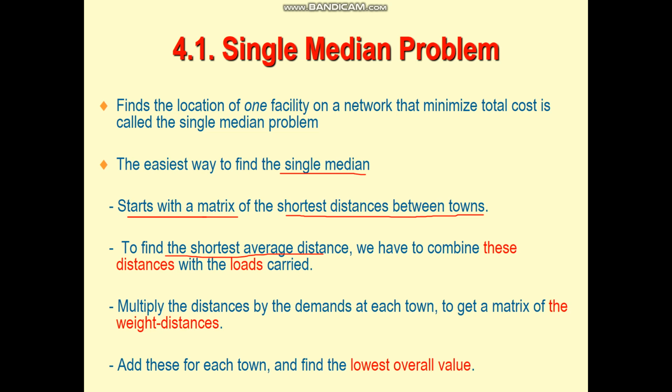In the next step, we multiply the distances by the demands at each location. Then we get the matrix of weighted distance. And we compare among those locations, or among those towns. We find the lowest overall value, and the location that has the lowest overall value will be the single median.